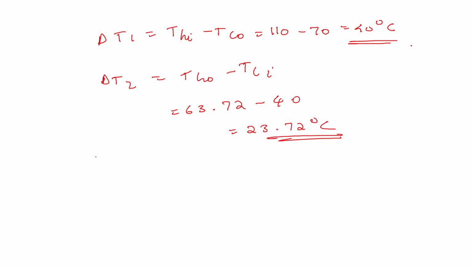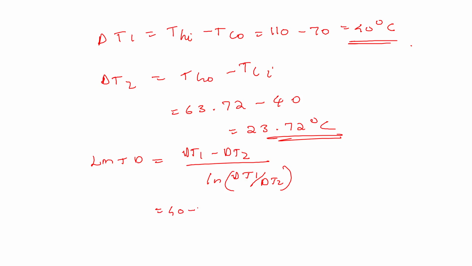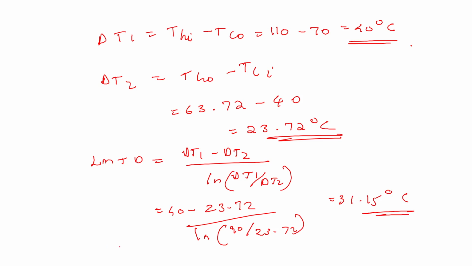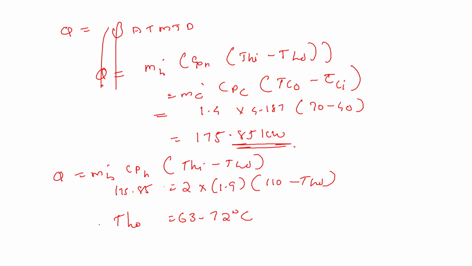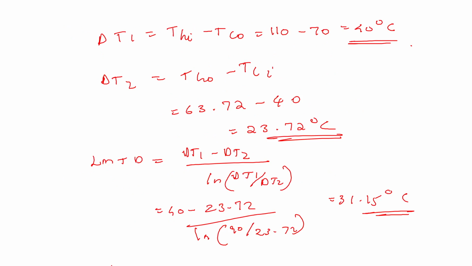Now you have to go for LMTD. LMTD will be delta T1 minus delta T2 divided by log of delta T1 divided by delta T2. So it will be 40 minus 23.72 divided by log 40 divided by 23.72. So it will be 31.15 degrees Celsius. And these values we can give in this first equation, you can call it equation 1. Then you will get the answer of area.